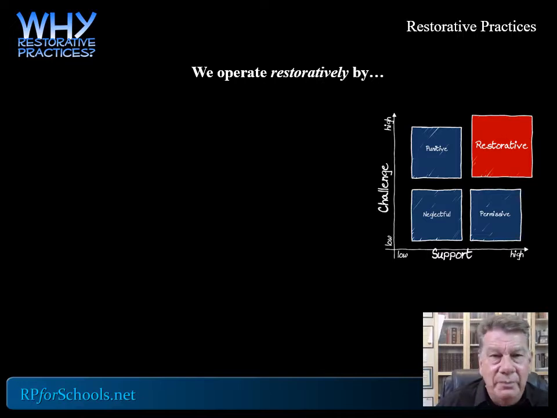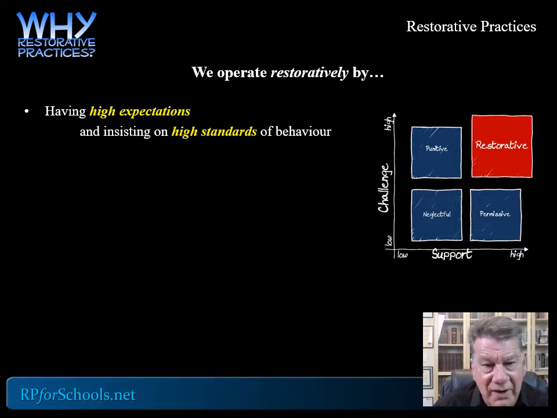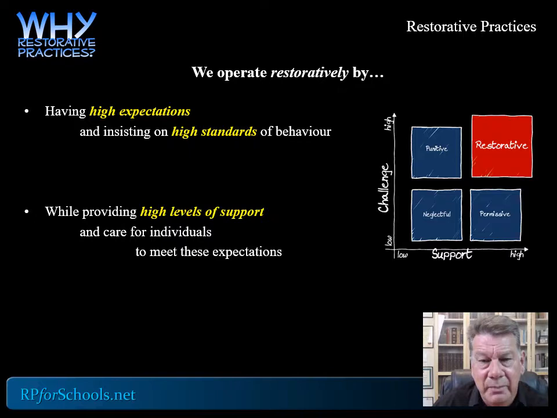So how do we operate restoratively? Well, it's simple and as complex as this. We have high expectations and insist on high standards of behaviour, but we also provide high levels of support and care for individuals to meet the expectations.